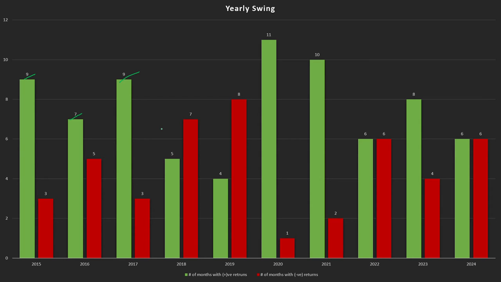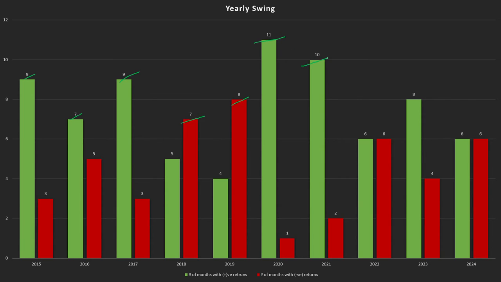2018 was not so good a year for this sector. So 7 months gave negative returns. In 2019, again a bad year for the sector. 8 months gave negative returns. But in 2020, this sector bounced back very well, and 11 months gave positive returns.